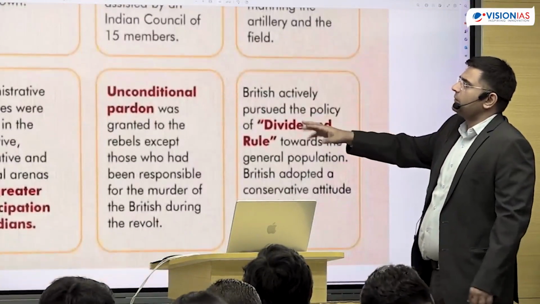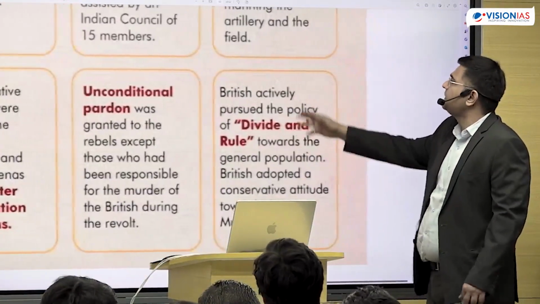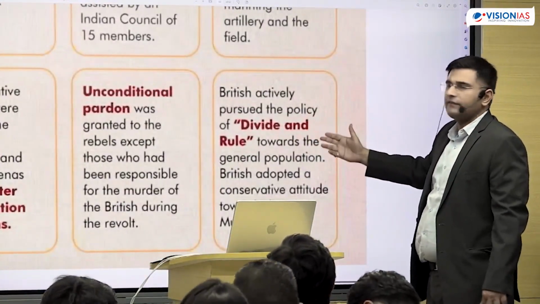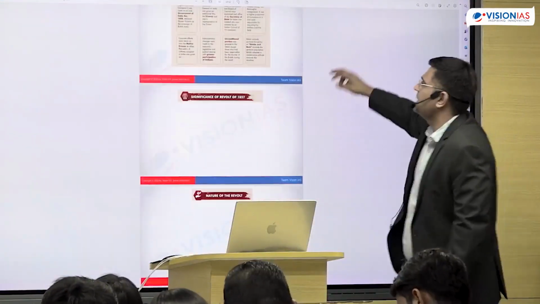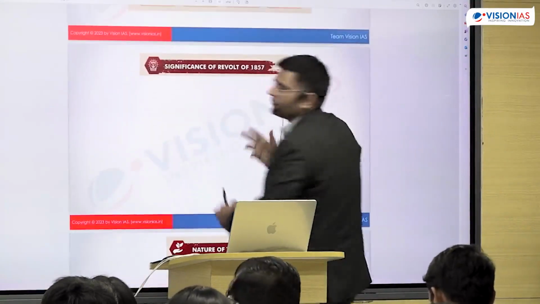Unconditional pardon was granted to the rebels, obviously, otherwise you would be in trouble. The British actively pursued the policy of divide and rule, which I told you, right? So therefore that is what is there. Significance of the revolt: I have told you already.